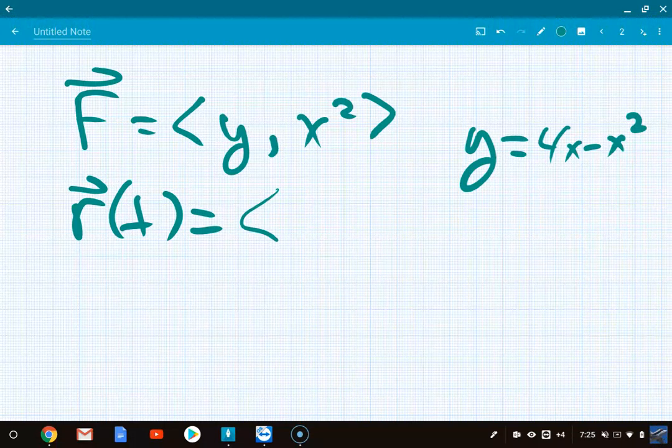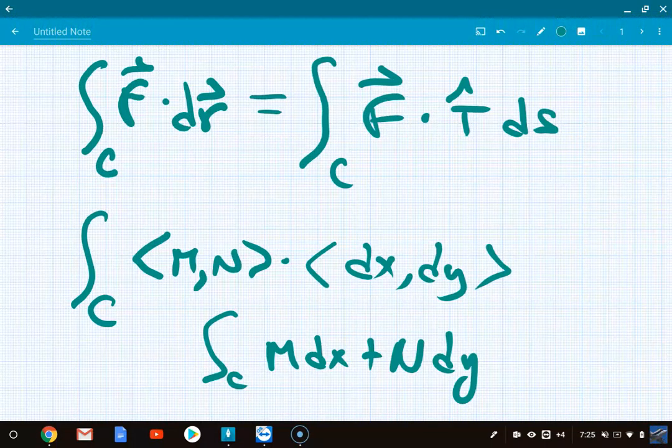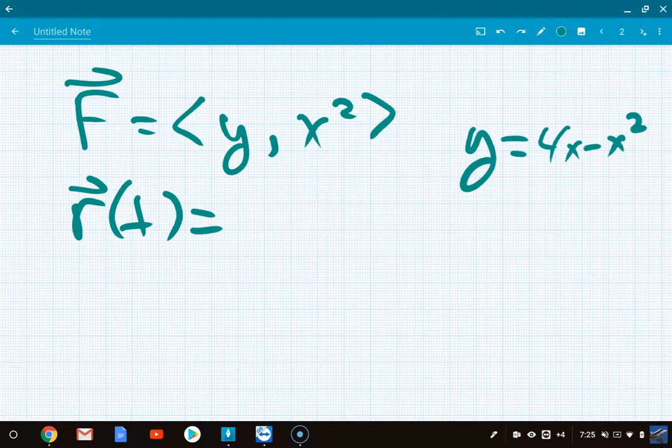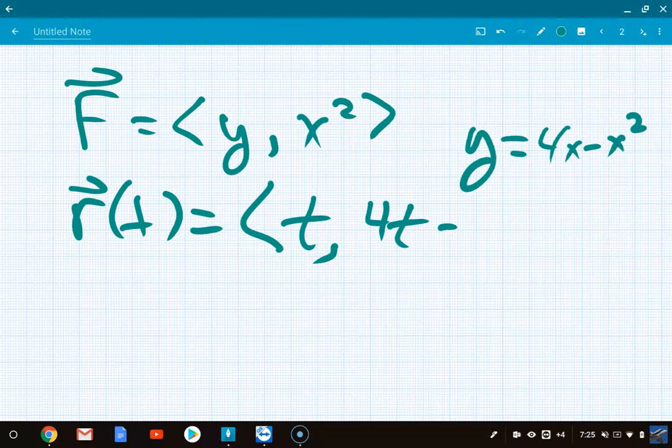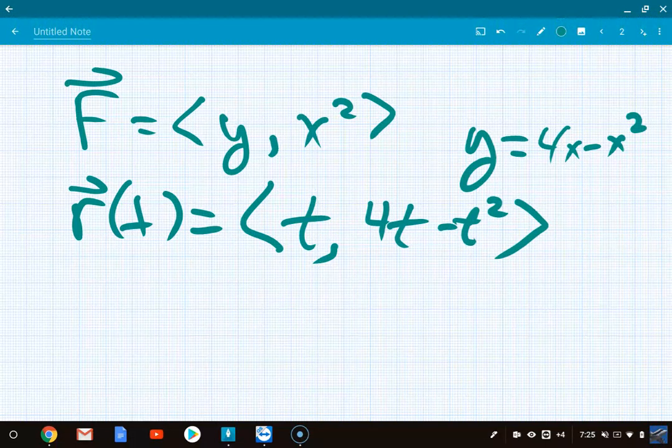If you let x of t be t, then y of t would be 4t minus t squared, wouldn't it? I think parabolas are pretty easy to parameterize. I mean, you can do it a lot of different ways. But if you let x of t be t, then y of t is just plug in t wherever you see x. That's all I'm saying, let x equal t.